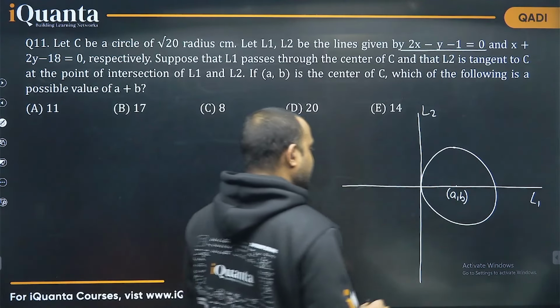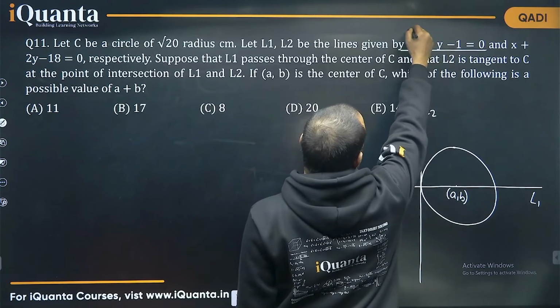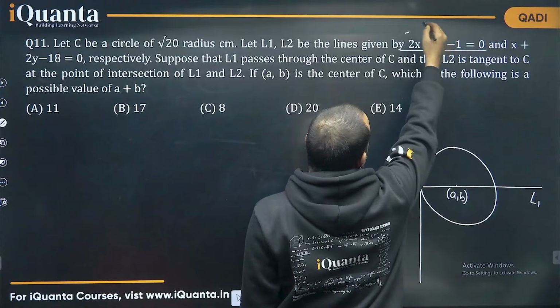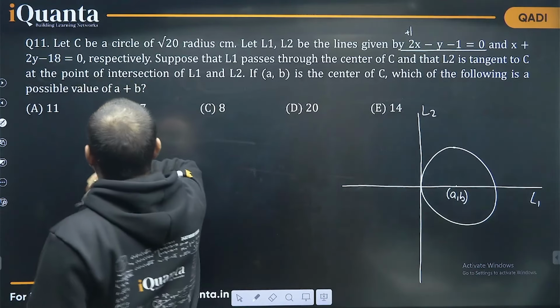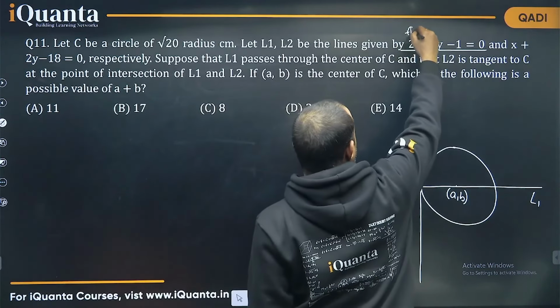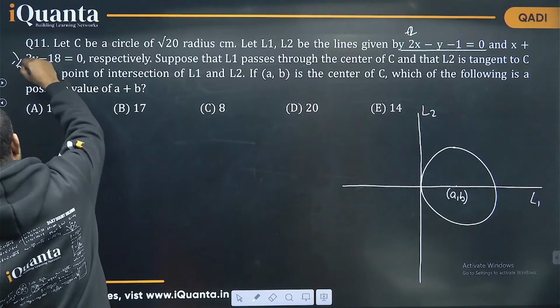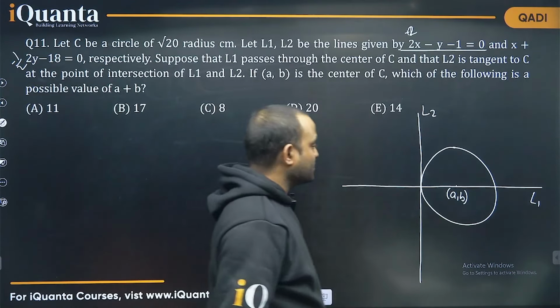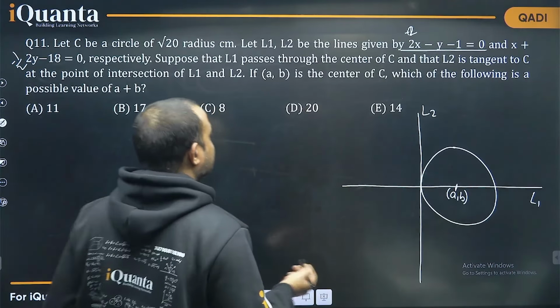So what we can say here is that the slope of this line is minus 2 upon minus 1, that is equal to 2, and the slope of the other is minus 1 by 2. So these two lines are perpendicular to each other, right? This point is C. We can definitely find this intersection point. Let's try to do that.